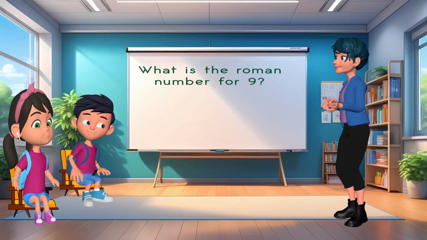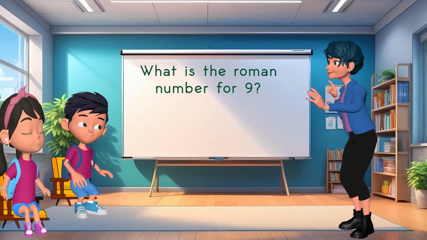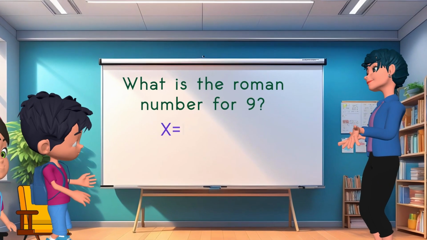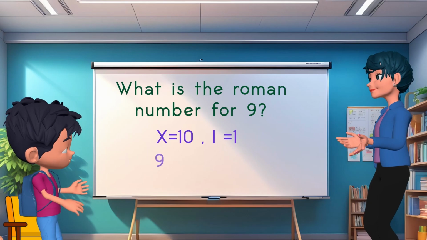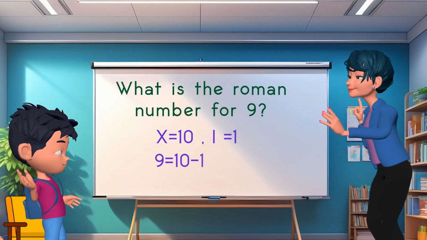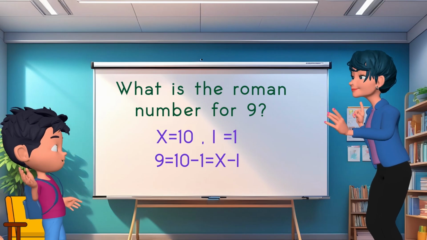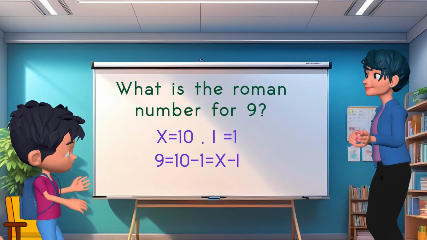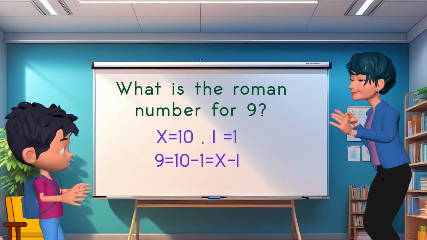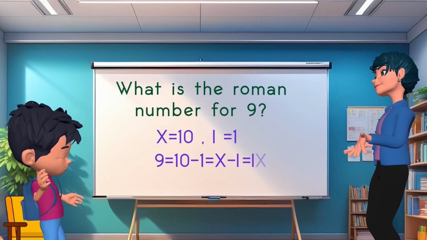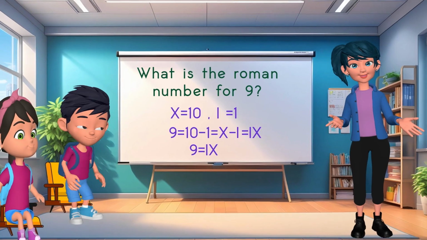Now it's your turn. Can anyone tell me, what is the Roman number for 9? It's easy. X stands for 10 and I stands for 1. Therefore, we can write 9 equals 10 minus 1 equals X minus I. Now the subtraction rule says, when a smaller number is placed before a larger number, then we subtract. Therefore X minus I can be written as IX. That is 9 equals IX. Excellent, thank you very much.